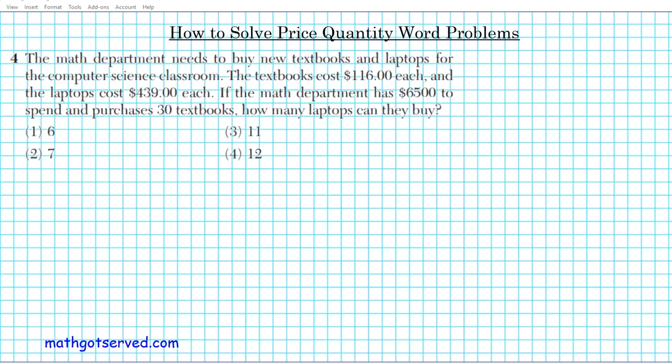Question number 4. In this problem, we're going to learn how to solve price-quantity word problems. Question 4 reads: the math department needs to buy new textbooks and laptops for the computer science classroom. The textbooks cost $116 each, and the laptops cost $439 each. If the math department has $6,500 to spend and purchases 30 books, how many laptops can they buy?